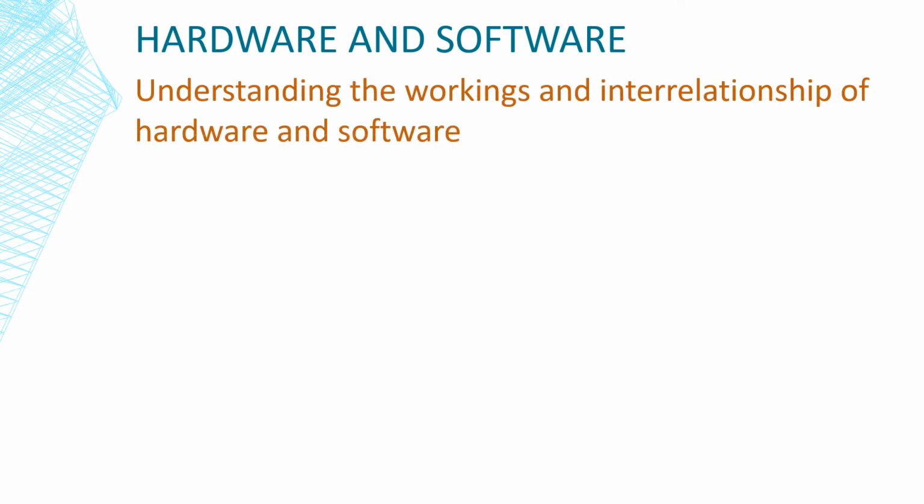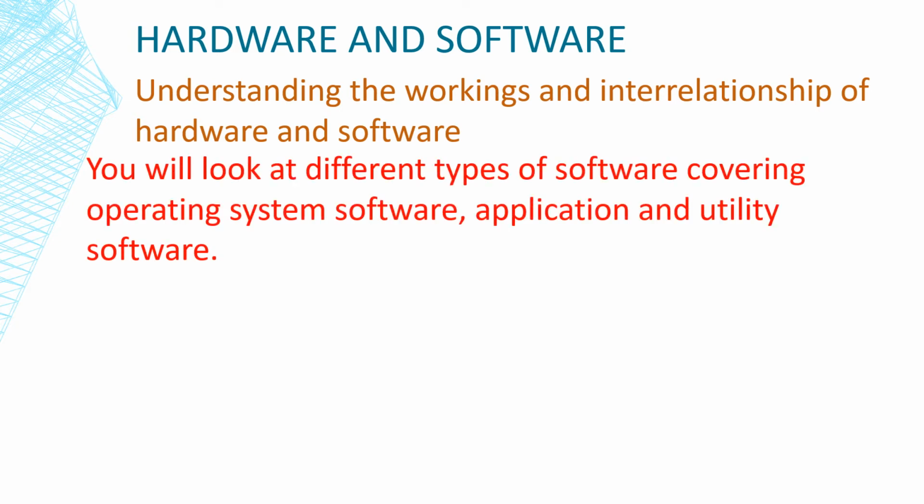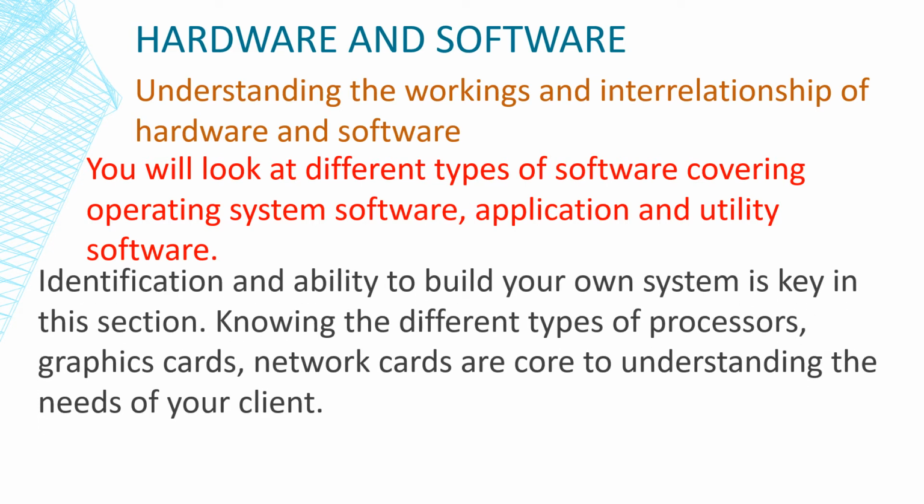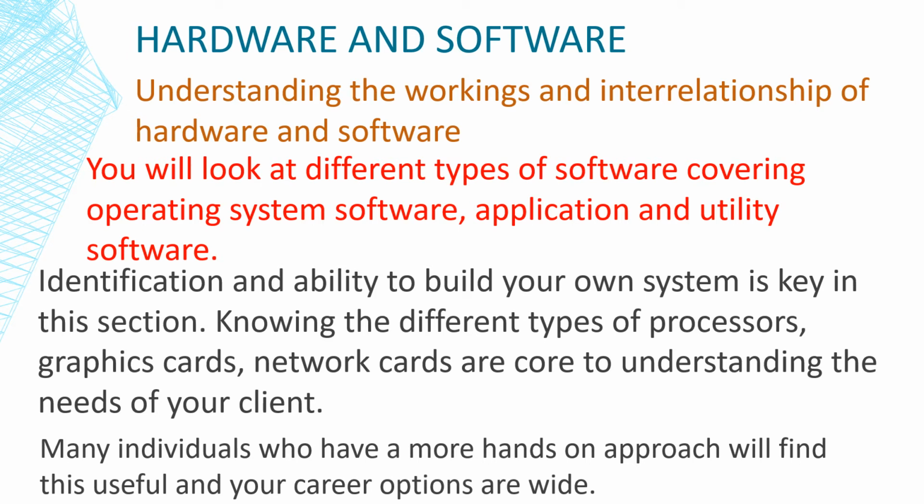Hardware and software. Understanding the workings and interrelationship of hardware and software. You will look at different types of software, covering operating system software, application and utility software. Identification and ability to design and build your own systems is key in this section. Knowing the difference between types of processor, graphics cards, network cards are core to understanding needs of your clients. Many individuals who have a more hands-on approach will find this useful, and your career options are wide.